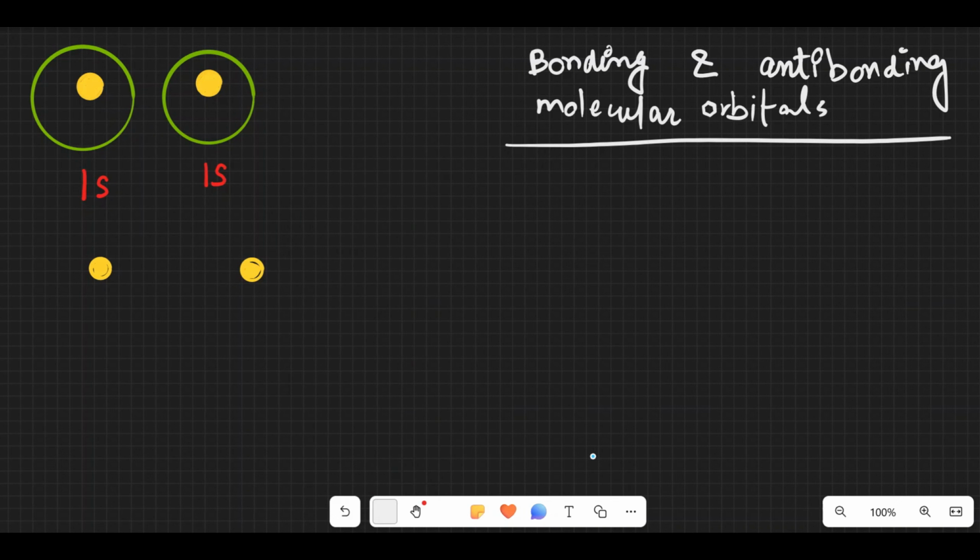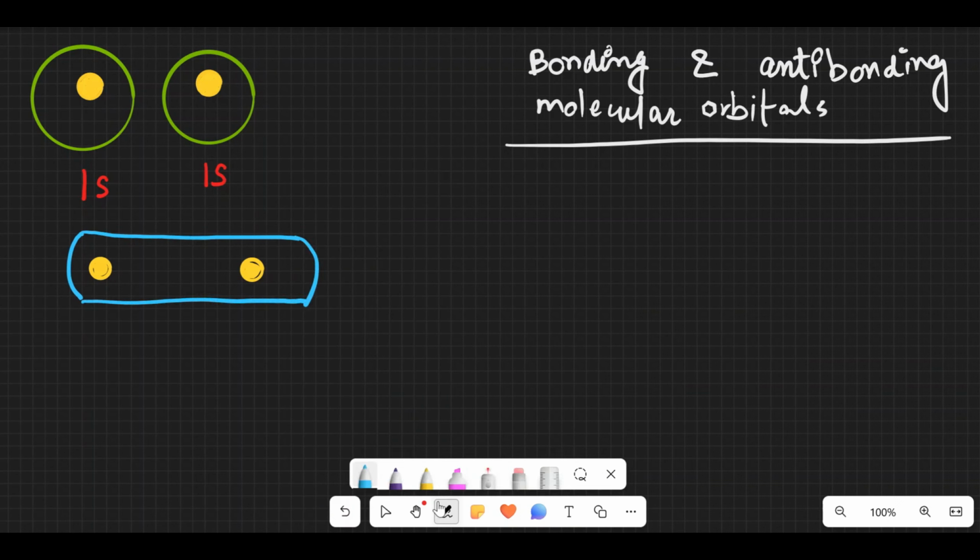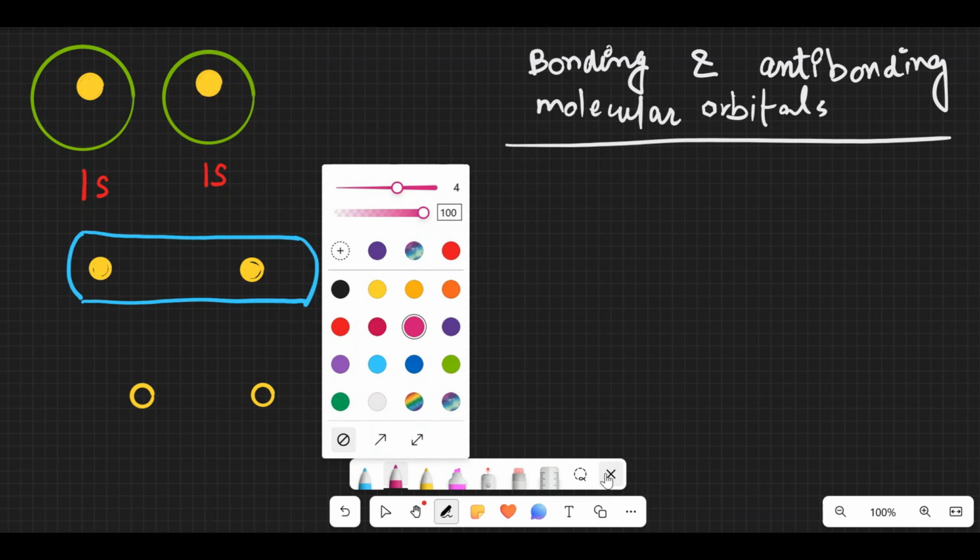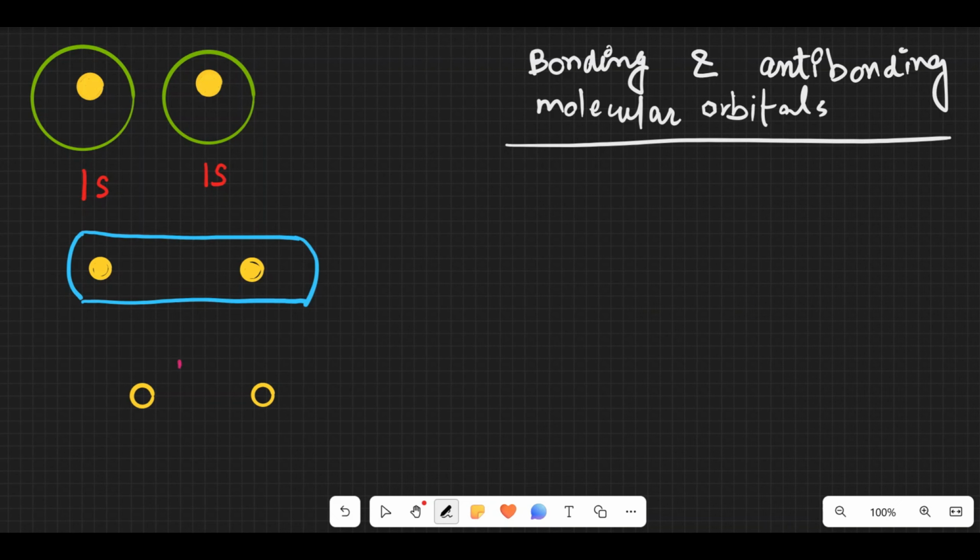The two orbitals are formed. The first molecular orbital is the bonding molecular orbital, which assists in upholding the bonds between two nuclei, and the second molecular orbital, formed by the combination of atomic orbitals, is anti-bonding. These two types consist of two lobes. This is a single molecular orbital, but it consists of two lobes.